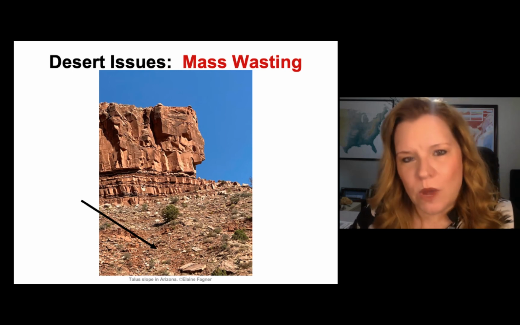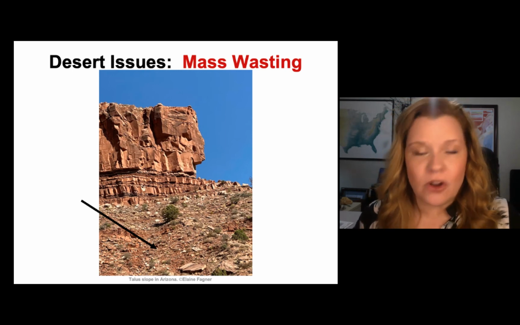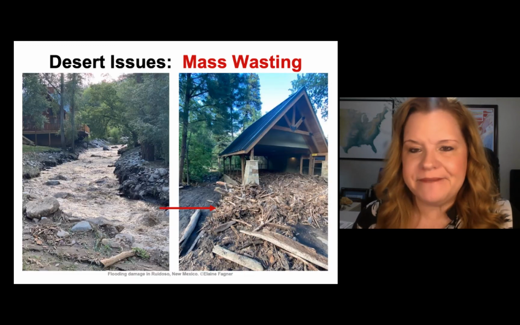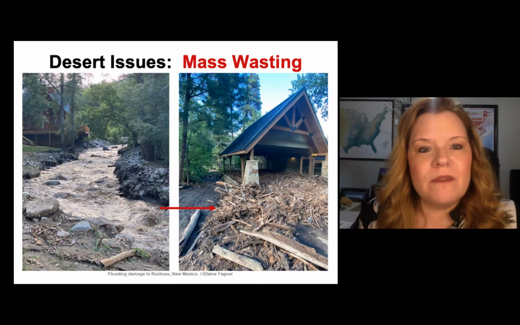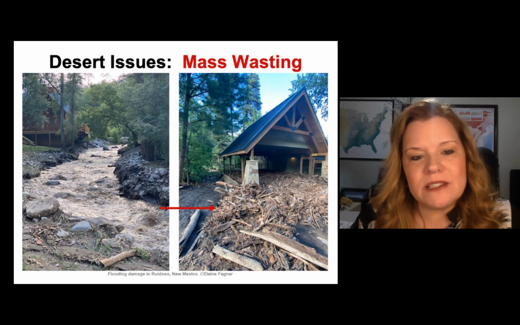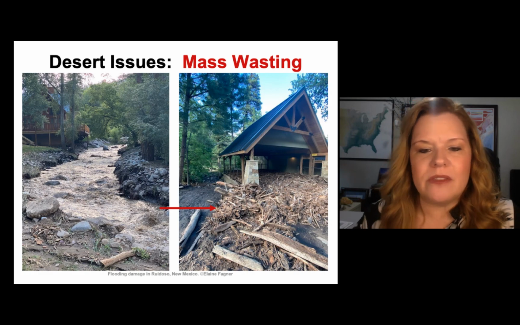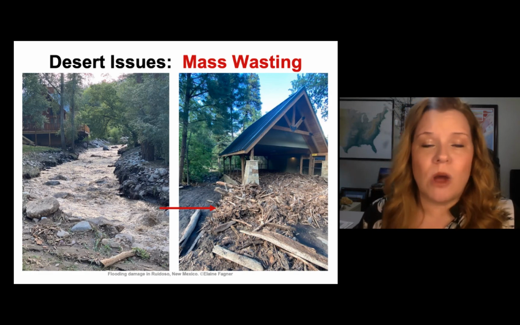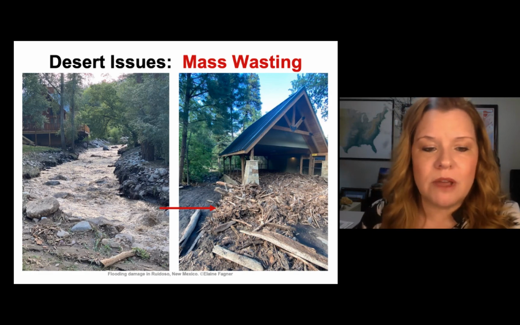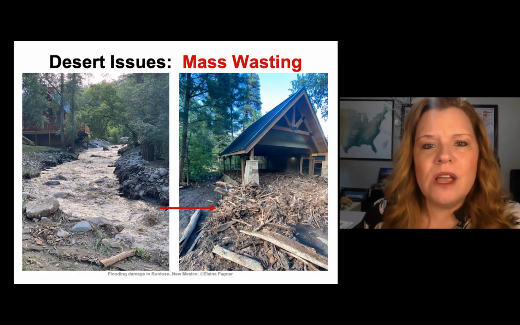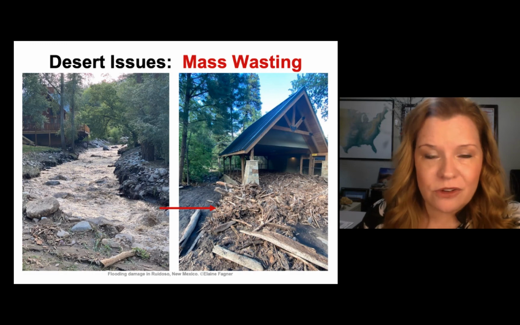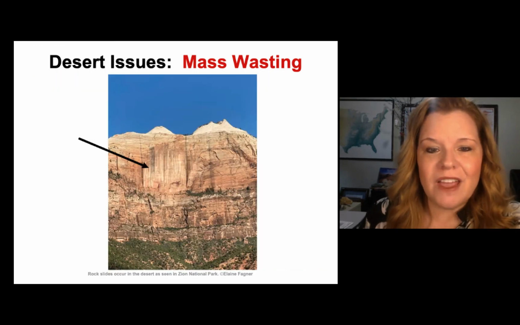So just be aware that these rocks are constantly mass wasting. Then you get mass wasting issues from flooding. This is what happened in Ruidoso, and you can see that the flood event there created what happened in this house and washed out a bridge downstream on this particular river. But these all happen in deserts. So even Ruidoso isn't part of a desert, it's just in a higher elevation.